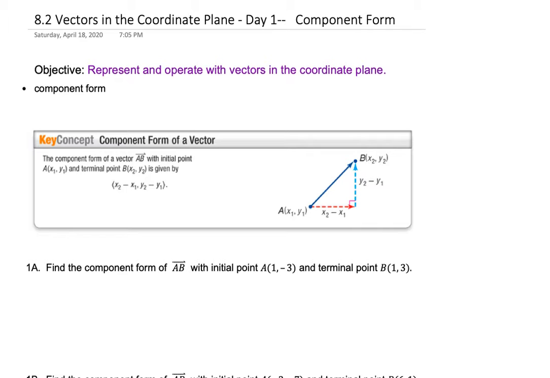So our objective for today is to represent and operate with vectors in the coordinate plane, and component form is our vocab, but we actually already did that last time when we found the horizontal and the vertical distance of a vector or a force. So this says the component form of vector AB with initial point A and B is given by, and you will see that this is just the same formula as the distance horizontally for x and the distance vertically for y. So let's do a couple of these problems.